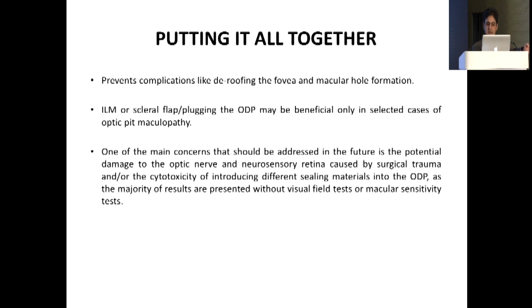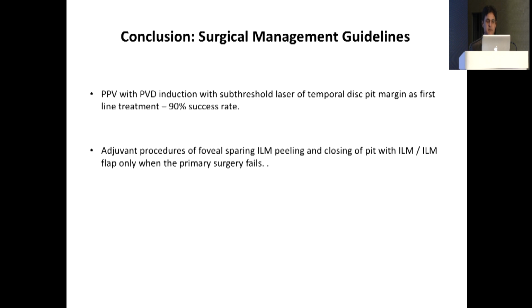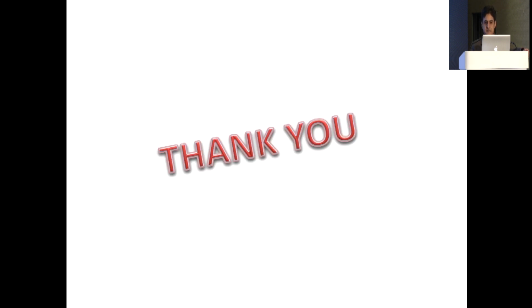So one of the main concerns that should be addressed in plugging is also the damage to the optic nerve, the mechanical damage to the optic nerve and the neurosensory retina, because of the surgical trauma we are inducing by stuffing things inside the pit. So just to conclude, PPV with PVD induction has a very high success rate of 90%, and these adjuvant procedures of peeling of the ILM, foveal sparing, and closing of the pit should only be done when the primary surgery fails. So thank you all for your attention.